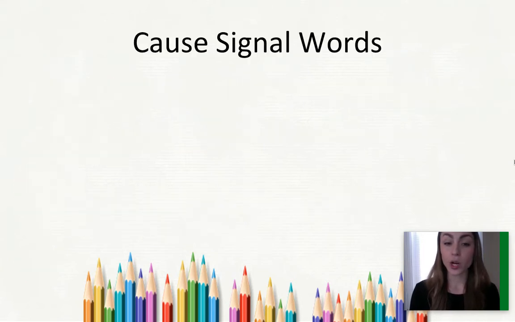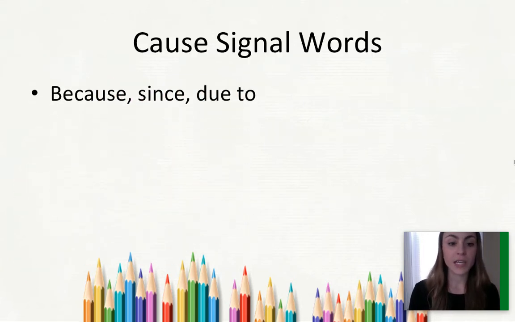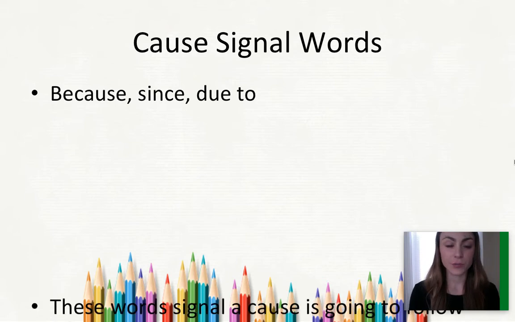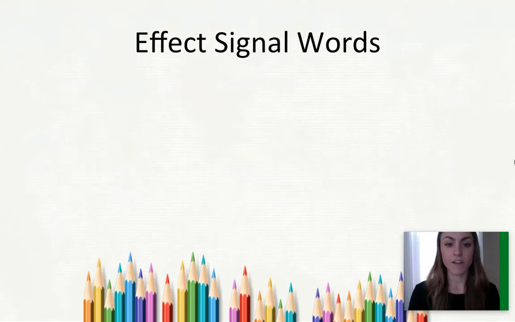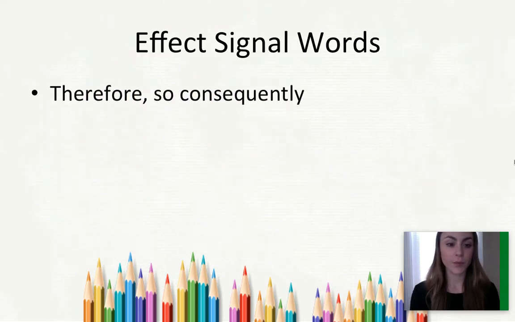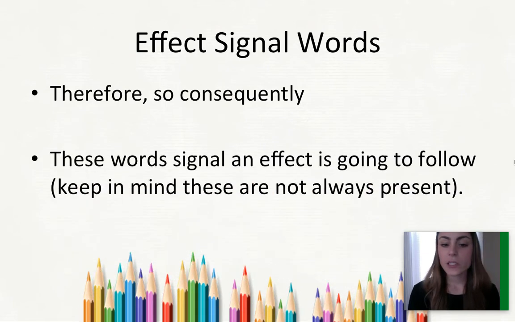So there are some cause signal words: because, since, and due to. And these words signal a cause is going to follow. We have to keep in mind that these are not always present in a text, but oftentimes when you see these words, a cause will follow. Effect signal words: therefore, so, and consequently. These words signal an effect is going to follow. We have to keep in mind, again, that these are not always present.